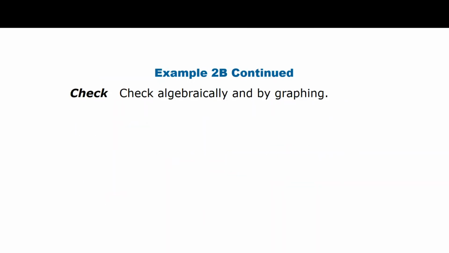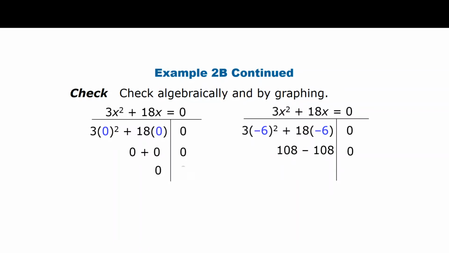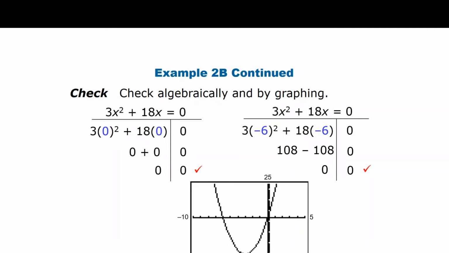And of course we can check algebraically, and we can check by using your calculator. So when we check it algebraically, we end up seeing that they both equal 0 and they're both true, and that's correct. Or you can plot it on your calculator and you can also see.